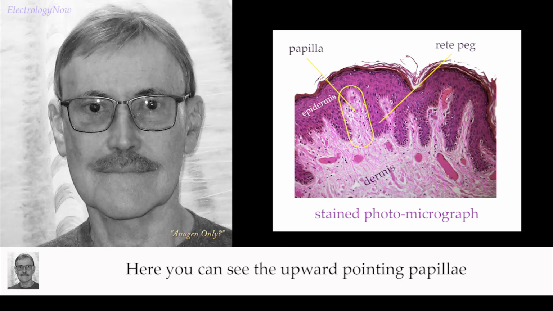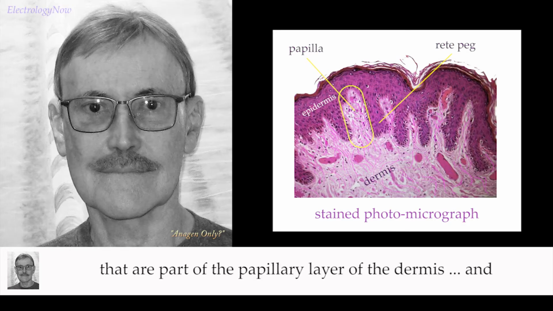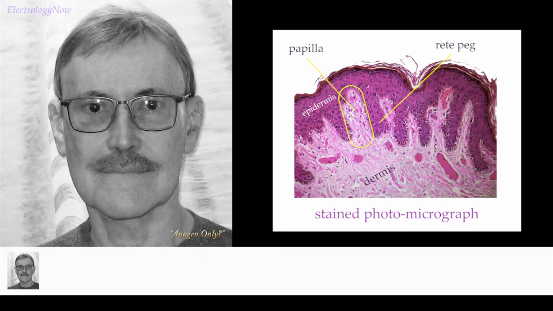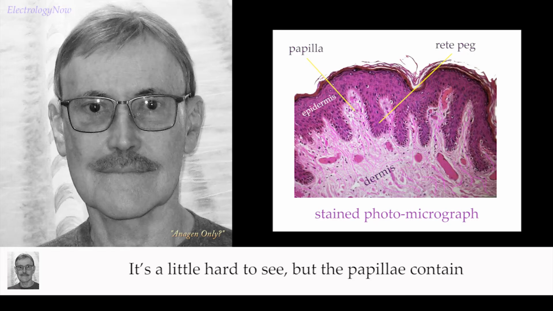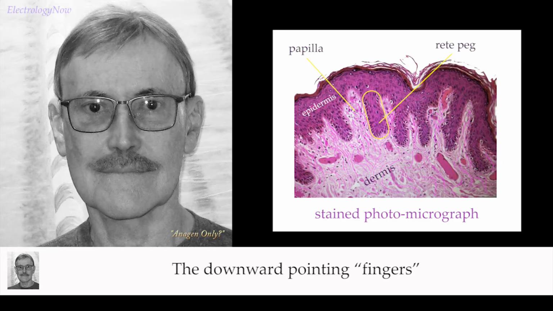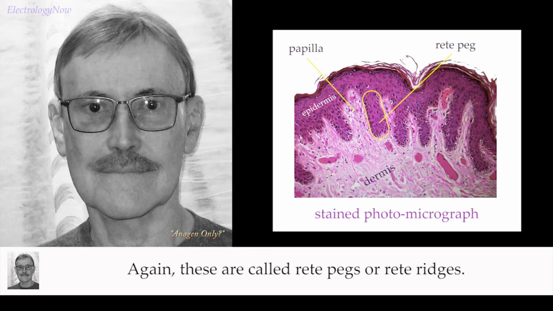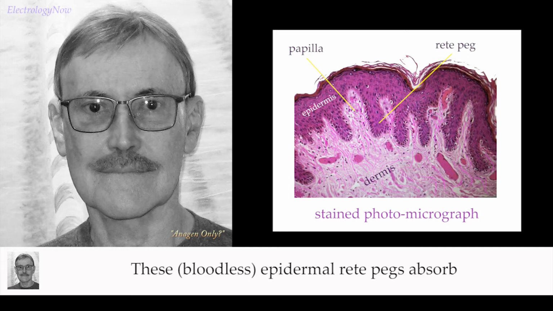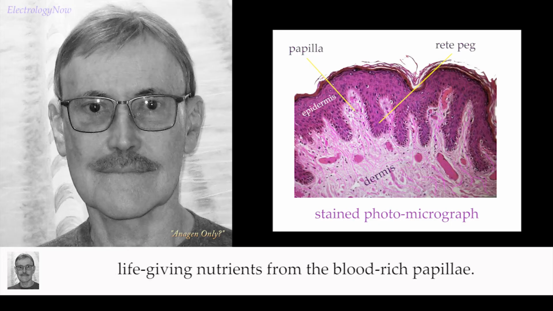Here you can see the upward-pointing papillae that are part of the papillary layer of the dermis and the connective tissue sheath. It's a little hard to see, but the papillae contain capillary loops, those tiny thread-like lines. The downward pointing fingers are the epidermal structures that envelop and surround the papillae. Again, these are called rete pegs or rete ridges. These bloodless epidermal rete pegs absorb life-giving nutrients from the blood-rich papillae.